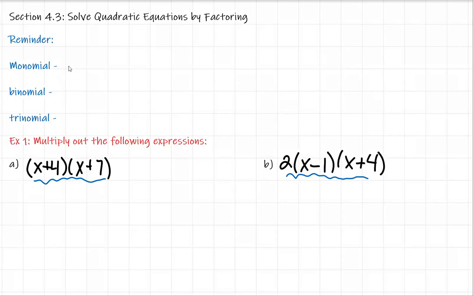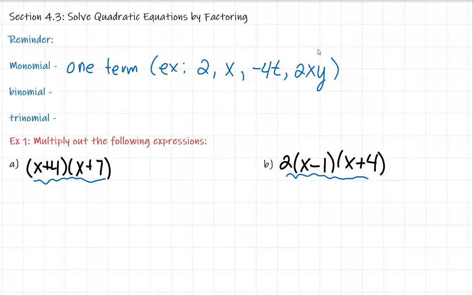Whenever we have a monomial, that's just one term. Some examples: if it was just the number 2, that's a monomial. If I just had the variable x, that's a monomial. If I have a coefficient and a variable, such as -4t, those are all monomials. It's one term, one thing by itself. There can be lots of things in the monomial as long as it's one thing. Another example is 2 times x times y. That is also a monomial.